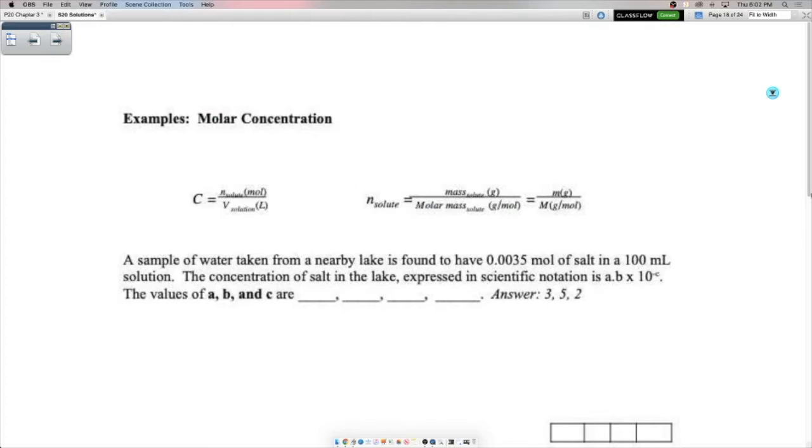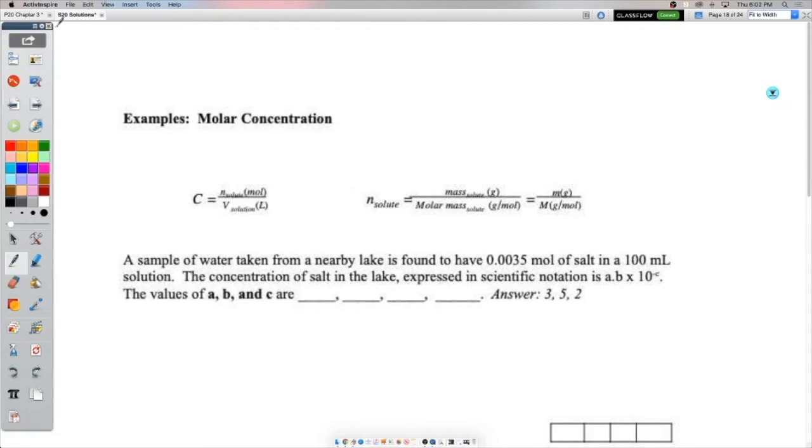Okay, and so the third and final type of concentration that we're going to learn about, it's not the last equation, but it is the last type of concentration, is actually the most popular within at least the science lab, okay? That is molar concentration, okay? And as the name implies, molar, okay, it has to do with moles.